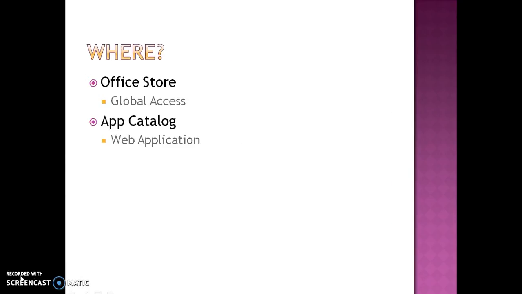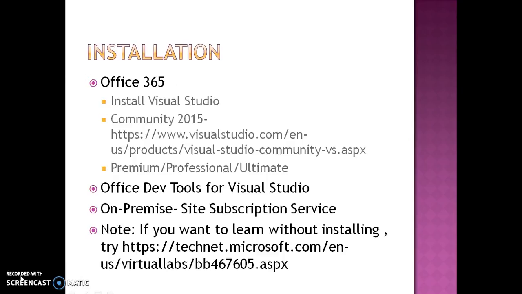Where are the apps hosted? If you want to develop the whole app targeting only your organization, then you can use the app catalog and you can deploy to various site collections or the web application for the on-premise model. But if you're developing an app targeting the entire world, you can happily use the Office Store, which is allowing global access. Before you start developing apps, you might want to install the following.